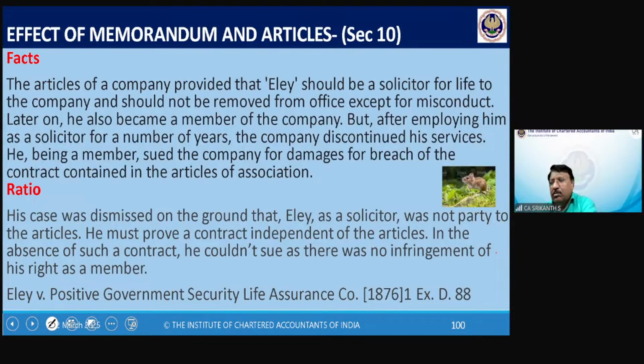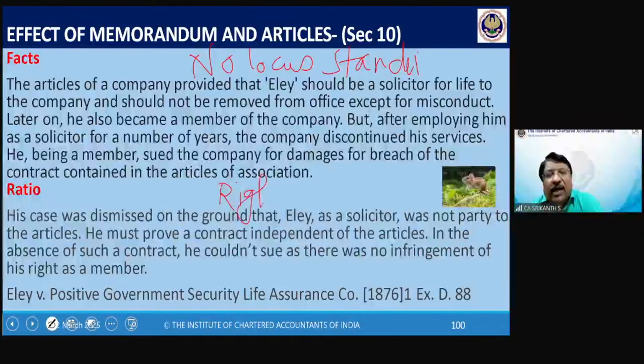The point is, Eli was claiming a right which is mentioned in the articles. Articles is a contract between the members and the company, and the members inter se. Eli is not a party to it. If somebody is not a party to a contract, they do not have locus standi. Locus standi means right to sue. A person who has no locus standi has no right to file a suit.